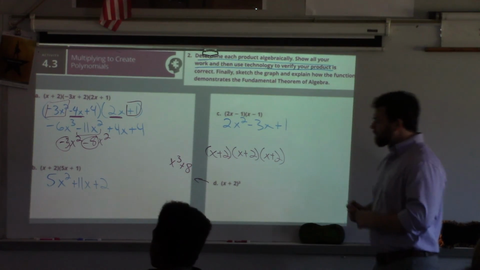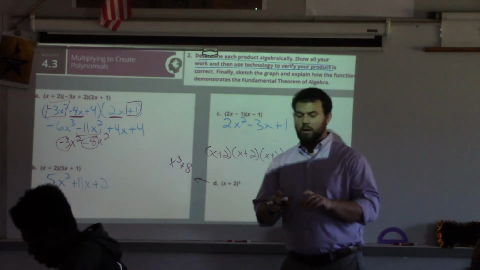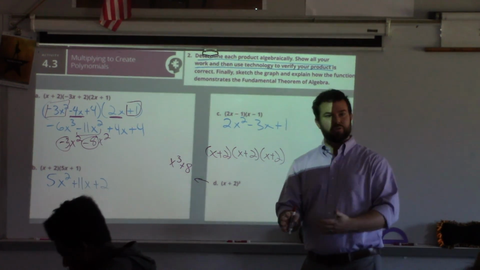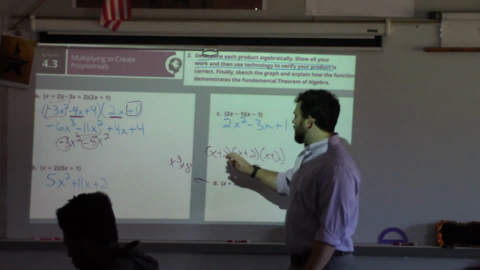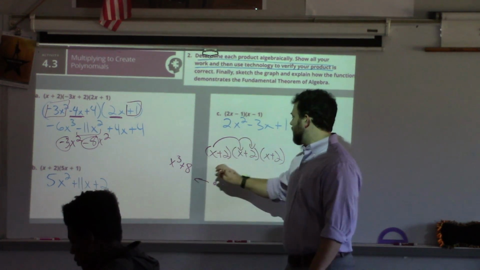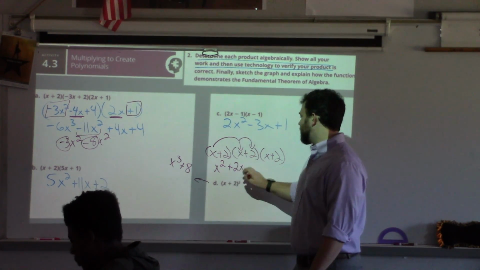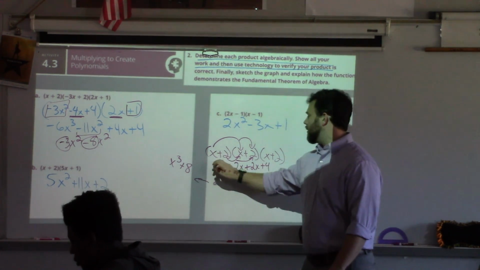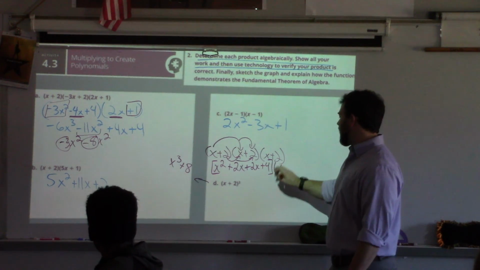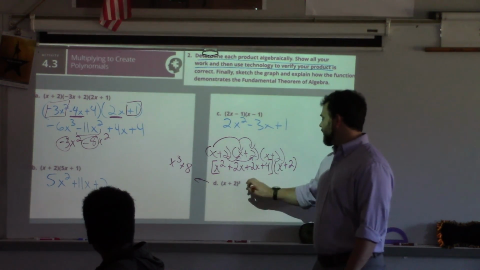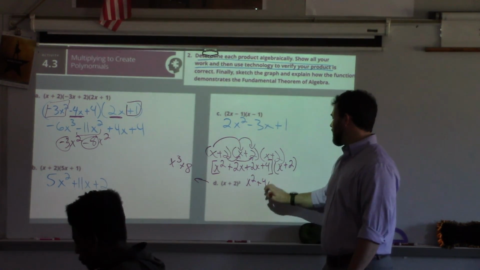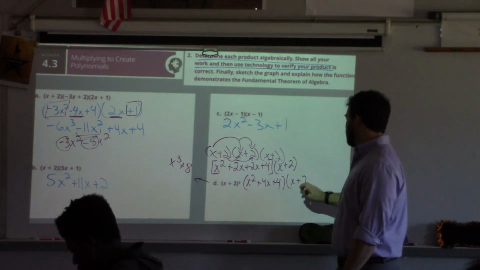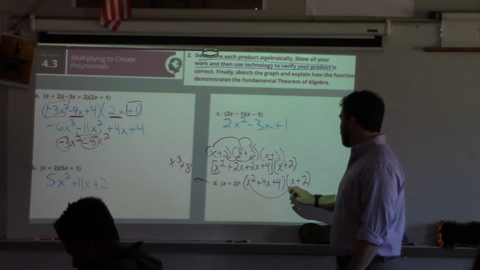Okay? So you can use the chart if you want, the area model. Totally okay. Most of us weren't using the area model, so I'm not going to use that right now. But remember, we're just going to distribute: x squared plus 2x plus 2x plus 4. And then I'm going to simplify that before I multiply by x plus 2. So x squared plus 4x plus 4 times x plus 2. Once again, I'm distributing.